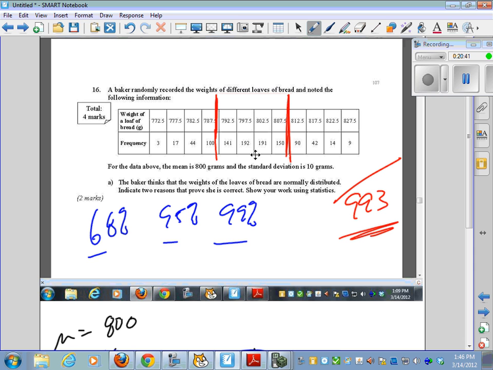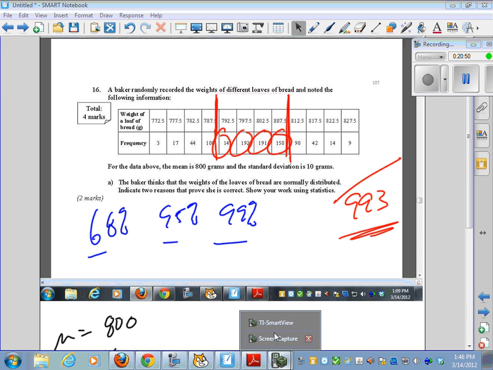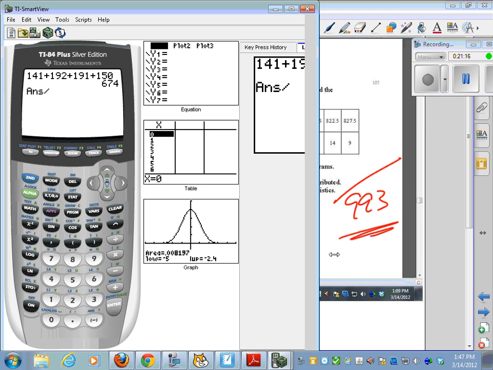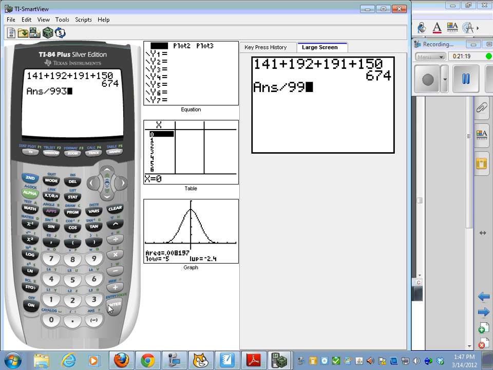141 and 192 and 191 and 150. So how many is that? 141 plus 192 plus 191 plus 150, right? So there's 674 loaves of bread out of, how many did we say? 993. Out of 993, so we get 67.9%.